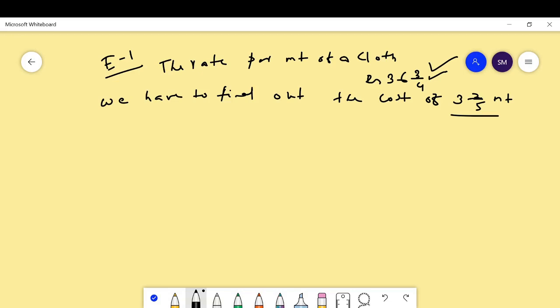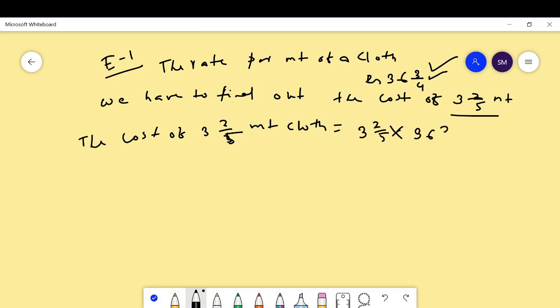Here the simple multiplication: the cost of 3 whole 2 by 5 meter cloth is equal to 3 whole 2 by 5 into 36 whole 3 by 4. This is equal to 5 3 ja 15, 15 plus 2, 17 upon 5, into 36 times 4 is 144, plus 3 is equal to 147 upon 4. Then by multiplying this we get the answer.